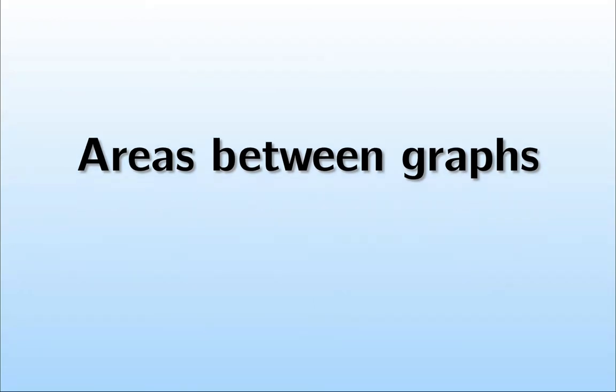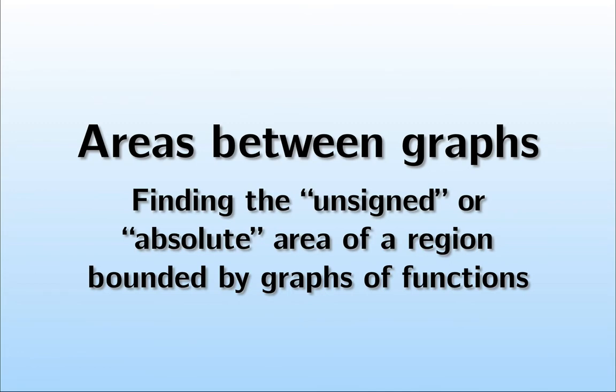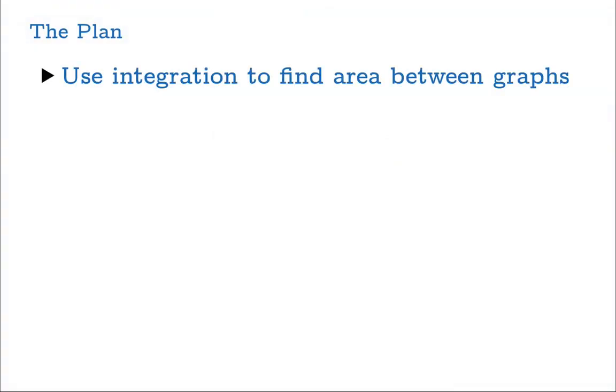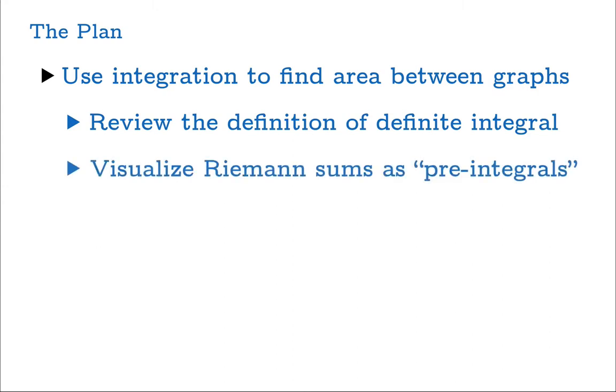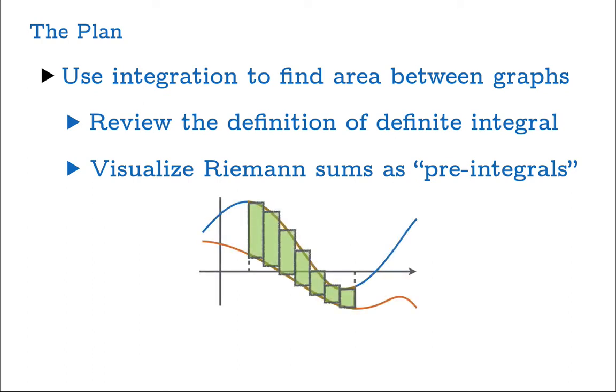Hi everybody. In this video, we're going to be finding the unsigned or absolute area of a region bounded by graphs of functions. So here's the plan. We'll use integration to find area between graphs. Before we do that, we're going to review the definition of definite integral, and we're going to visualize Riemann sums as pre-integrals. So we're going to imagine diagrams that look like this as a vehicle for helping us set up directly the appropriate integrals that will help us find these areas we're interested in. And we'll work out two examples.